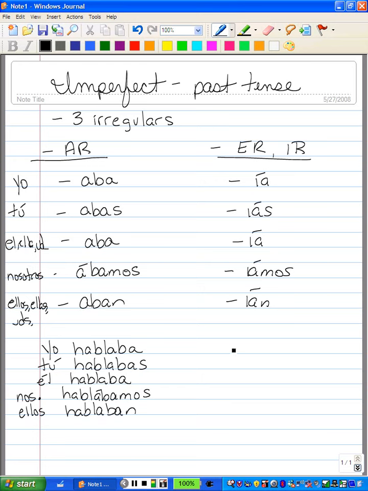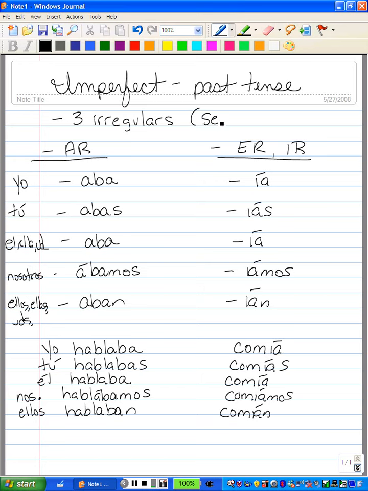If you take the verb comer over here, it would be yo comía, tú comías, él, ella, usted comía, comíamos, and comían.